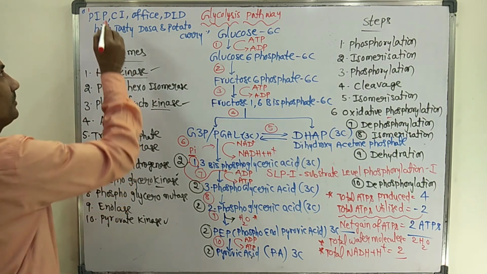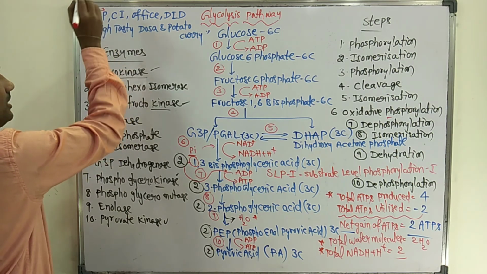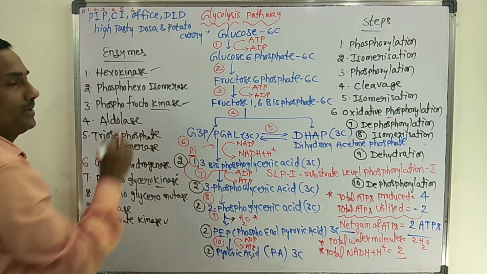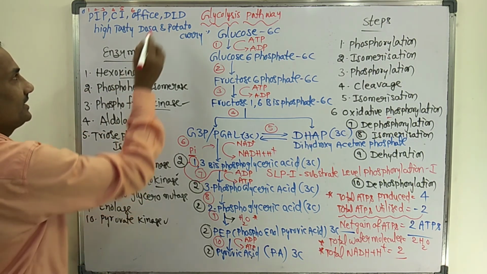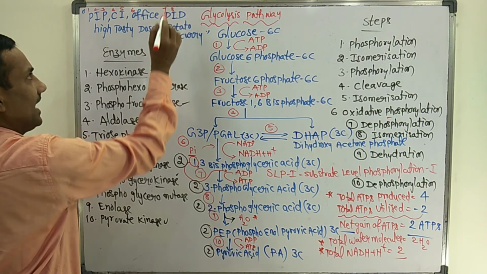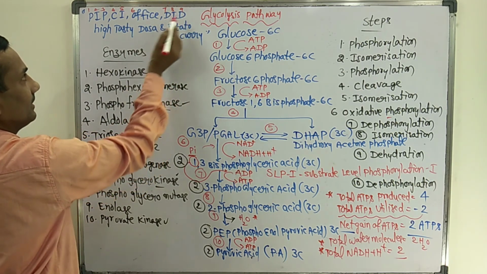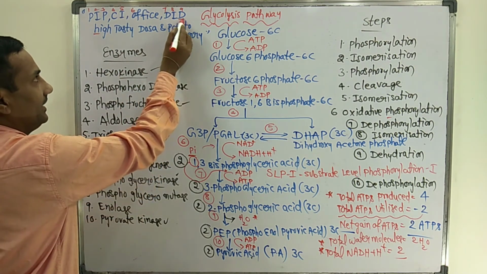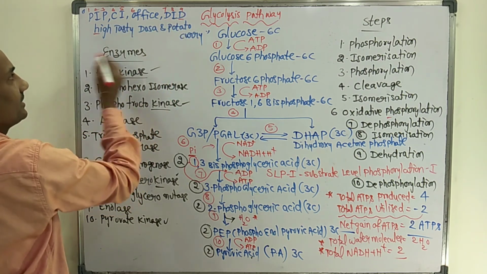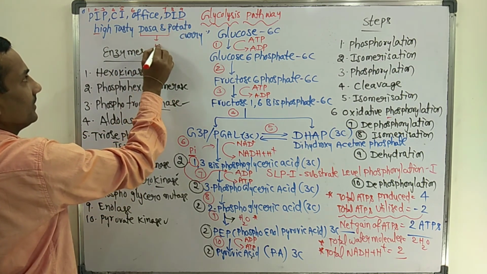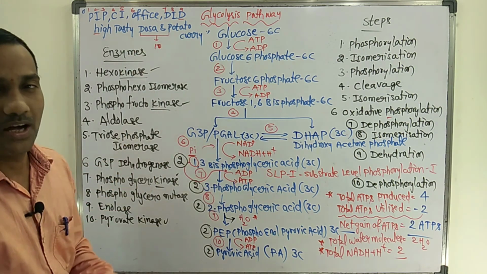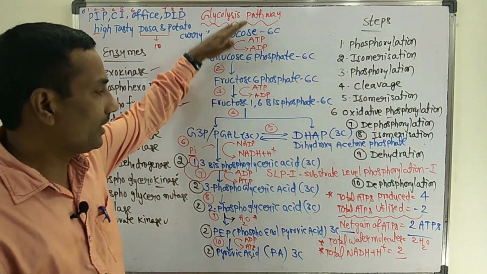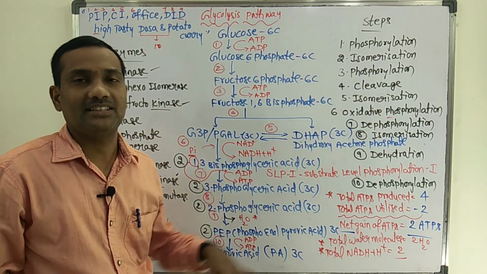P stands for phosphorylation, then isomerization, phosphorylation, cleavage, isomerization, O for oxidative phosphorylation, then dephosphorylation, isomerization, dehydration. DH, high tasty dosa and potato curry, DH is dehydration. Next DP, the 10th step, is dephosphorylation. Like this you can remember all the steps and whatever events occur in the glycolysis process.